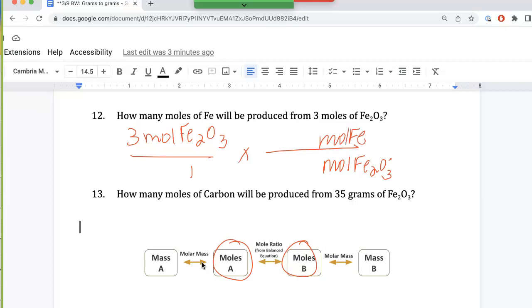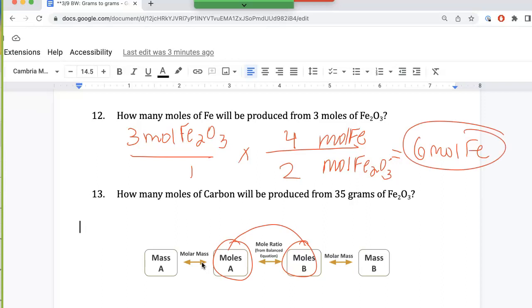Pretty easy because it's just one step. We don't want to go too far. We never actually even need the molar masses or any of that. So I look, the number 4 is in front of Fe in my balanced equation and 2 in front of that. So 3 times 4 halves is going to give us 6 moles of Fe. And then finally, I'm going to look at moles of carbon.